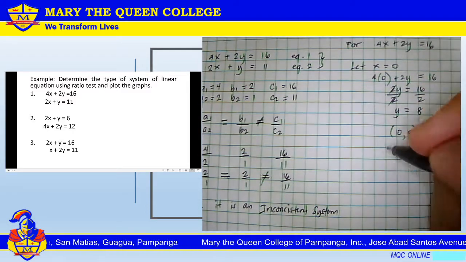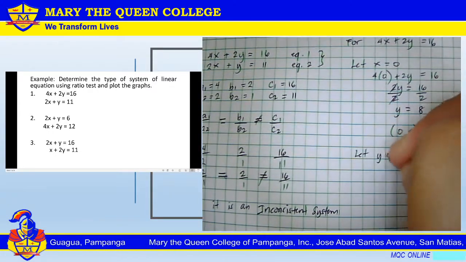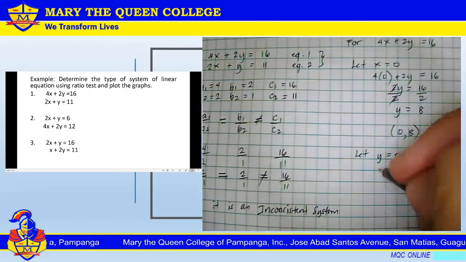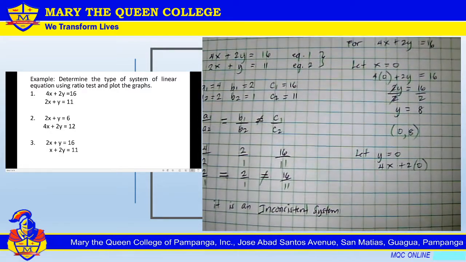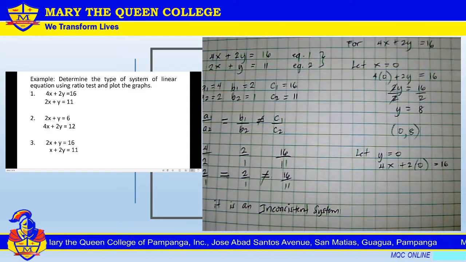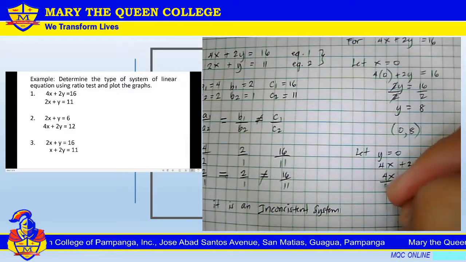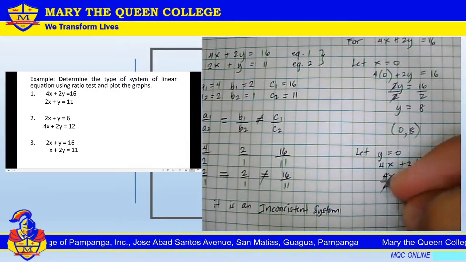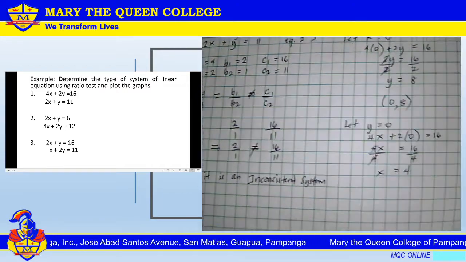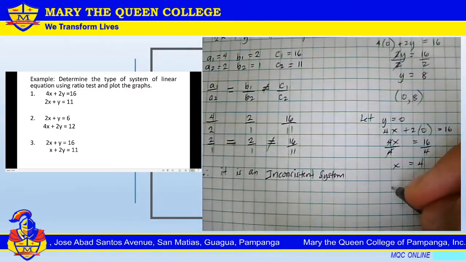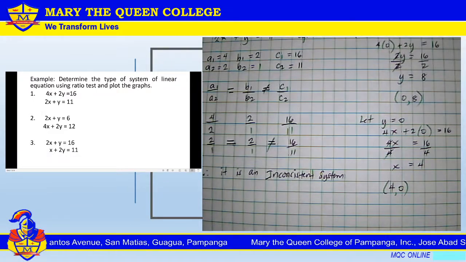Then for the x-intercept, let y be equal to 0. So we have 4x plus 2 times 0, replacing y by 0, is equal to 16. Then you will have 4x is equal to 16, dividing both sides by 4. Then we have x is equal to positive 4. Then our x-intercept is 4, and our ordered pair now would be 4, 0. Okay?